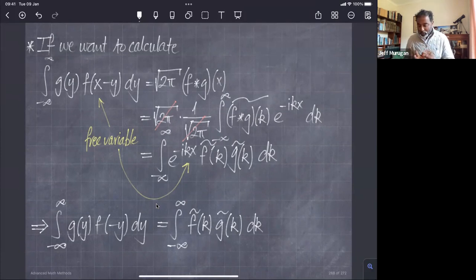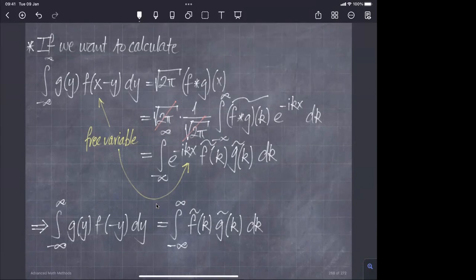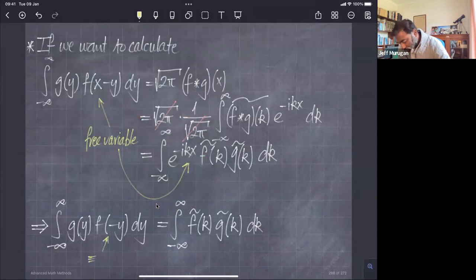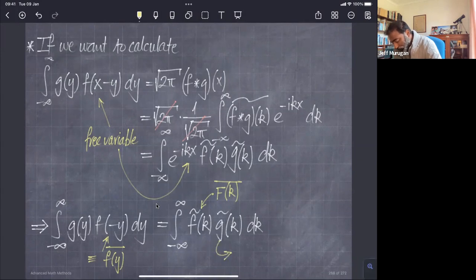So we can interpret what this particular relation means by doing the following. Firstly, denote f of minus y by f of y complex conjugate. And its Fourier transform, I'm going to call capital F. And because it's the complex conjugate of just capital F, I'm going to denote it by capital F bar. And similarly, I'm going to make a notational change from G tilde to capital G of K to denote the Fourier transform of G of y.